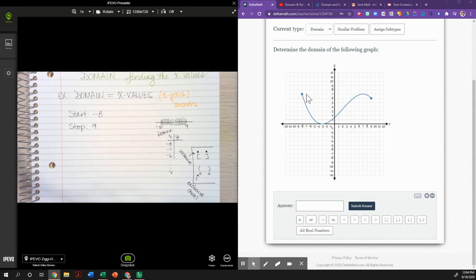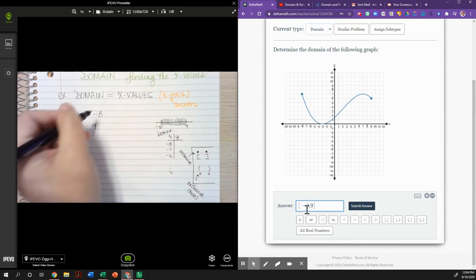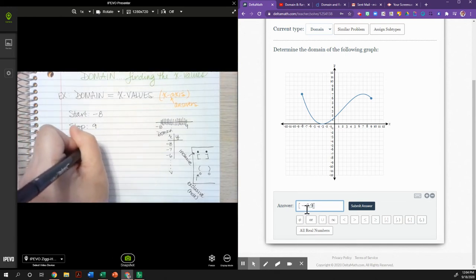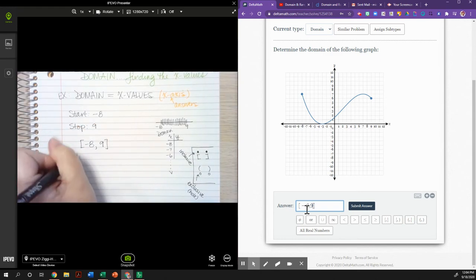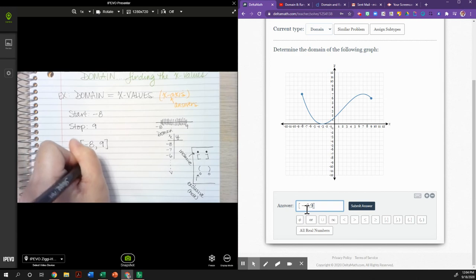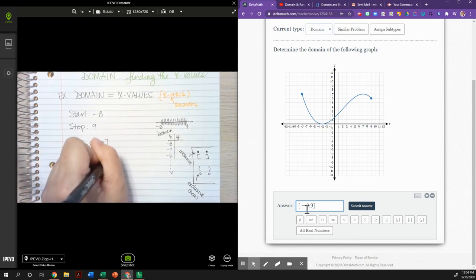Since they are both closed circles, I'm going to use these brackets. Then I'm just going to put the starting value and the stop value from left to right. So my starting value is -8, and then 9. So -8 is my start value to 9. And what you've done is what's called interval notation.